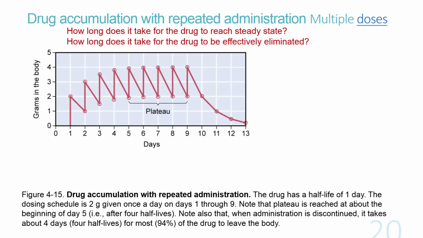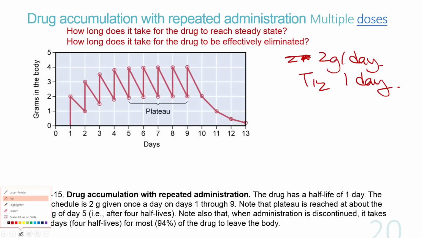This example, the last slide in this recording, basically shows what happens when multiple doses of a drug are administered. You can see over here that you were administering 2 grams of the drug per day, and the half-life of this drug is 1 day. Okay, so let's go through this.